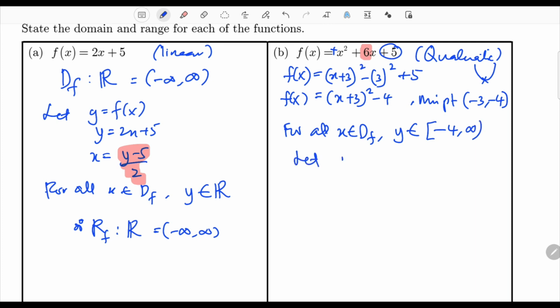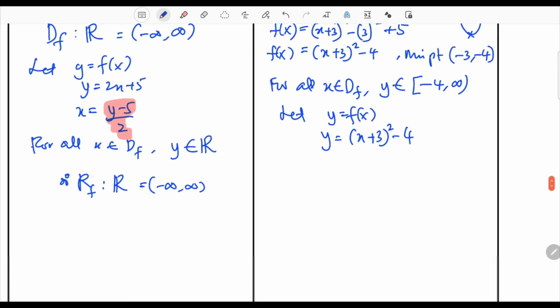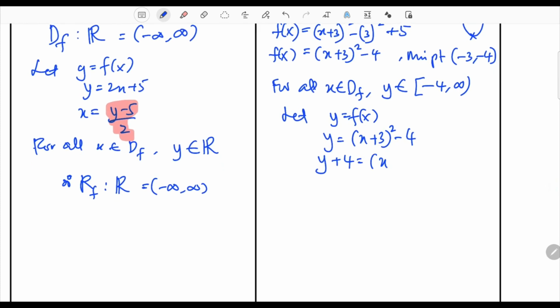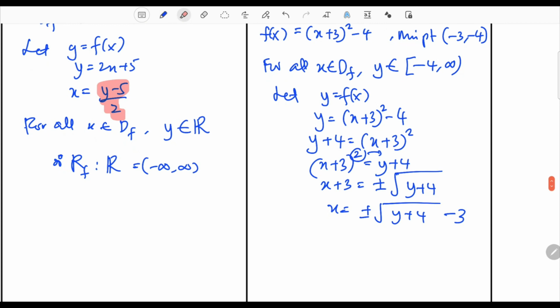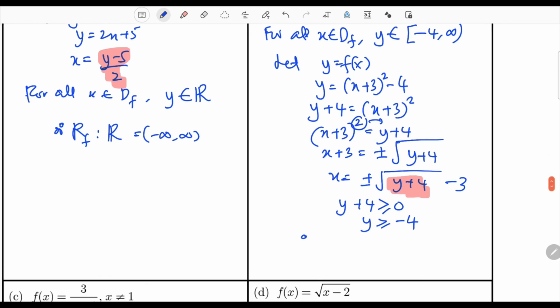Right, next, we're going to let y equal to f(x). So y equal to (x plus 3) squared minus 4. Rearrange: y plus 4 equal to (x plus 3) squared. This square, bring it to the right side, becomes square root, but we need the plus minus sign in front. So we have x equal to plus minus square root of (y plus 4), minus 3. Anything under the square root, y plus 4 should be greater than or equal to 0, so y greater than or equal to -4. Hence, the range of f will be [-4, infinity).